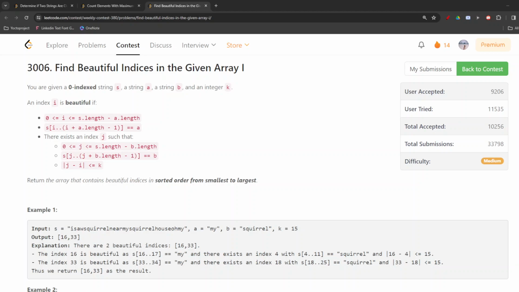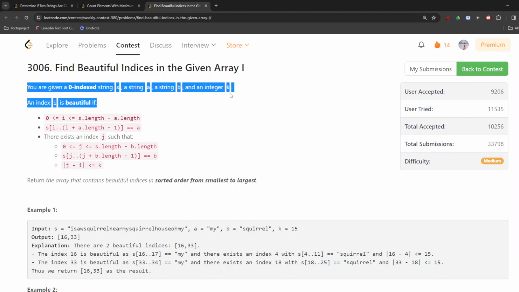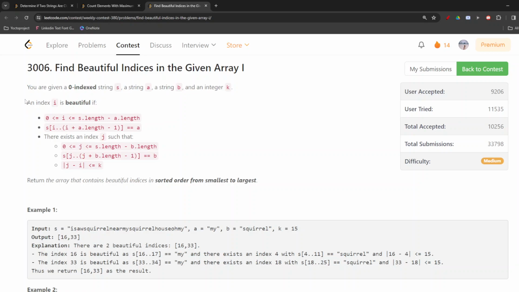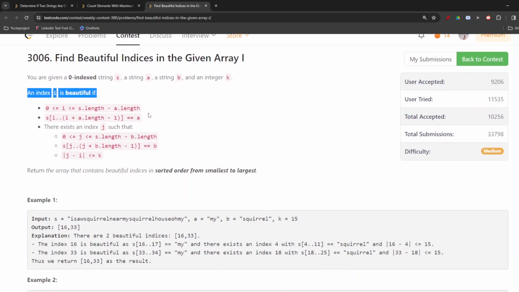So now let us first read this question, then the constraints, then the examples, and then finally the coding part for the same. Here you are given a zero-indexed string s, a string a, a string b, and an integer k. An index i is beautiful if, basically, we are required to return this index i, and this index i should be less than or equal to s.length minus a.length.